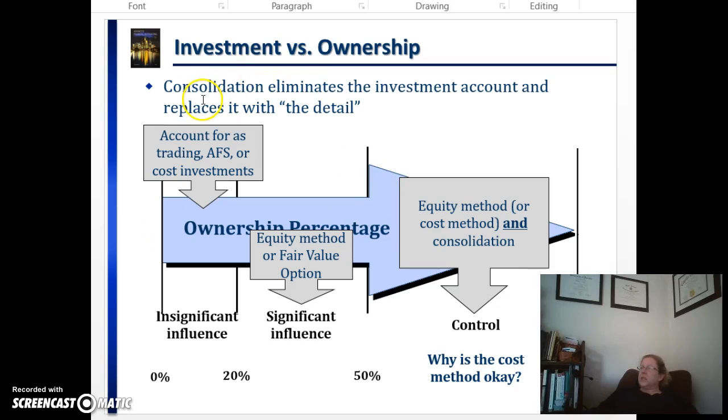And so let's continue to think about this for just a moment. Consolidation eliminates the investment account and replaces it with the detail.